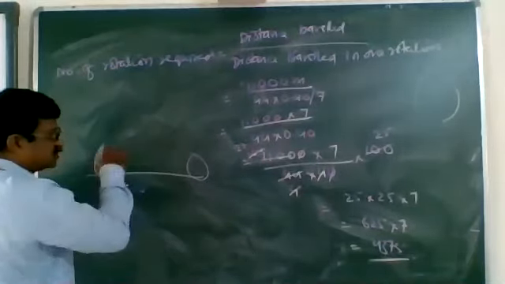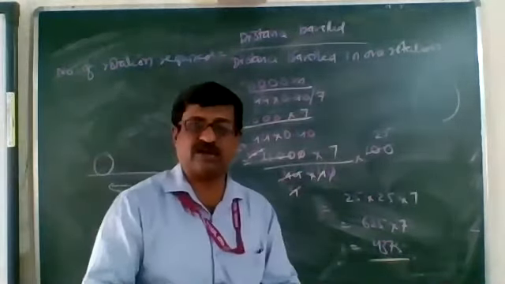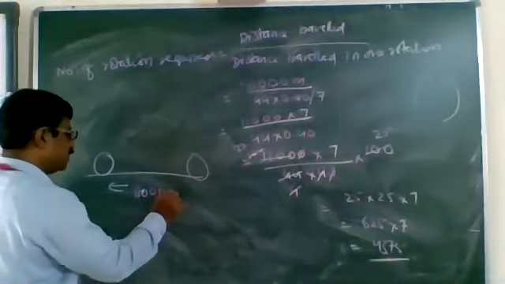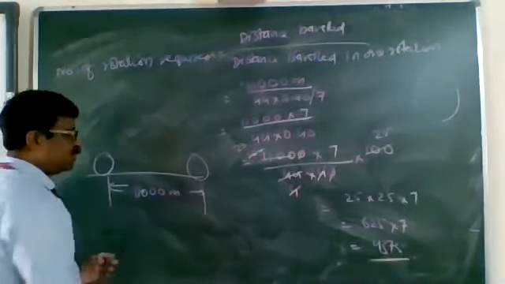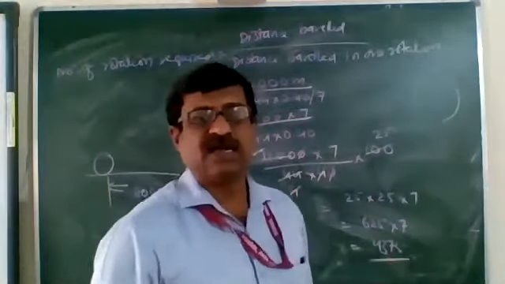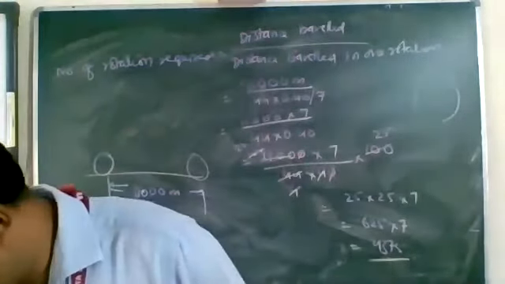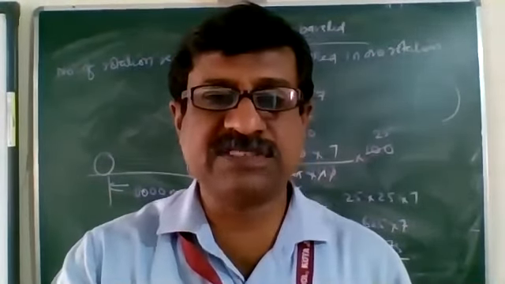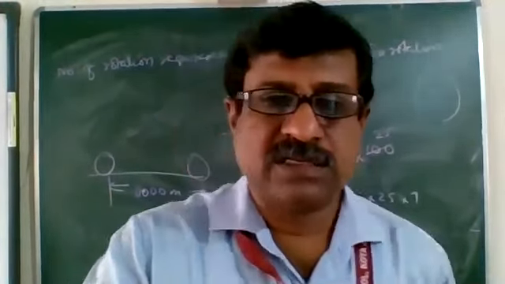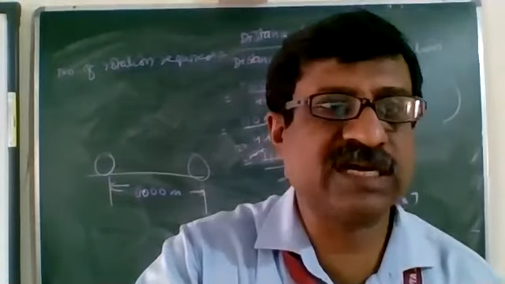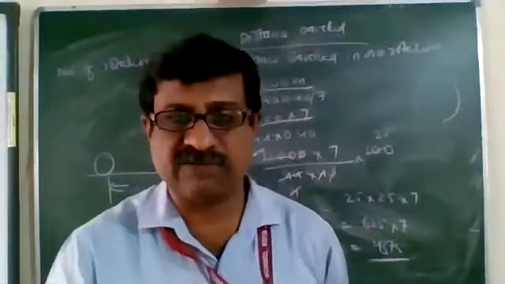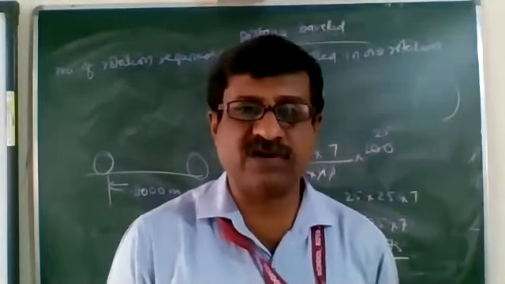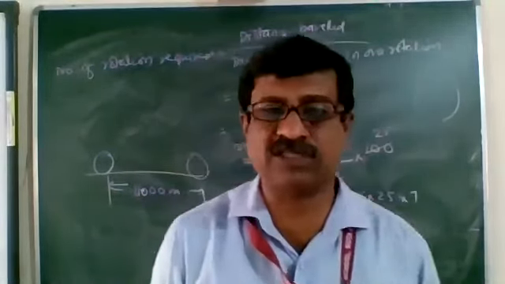4375 times it has to rotate along its own path so that it will cover a distance of 11,000 meters. How did you get this 11,000 meters? Because the speed of the car was given as 66 kilometer per hour, and the time is taken as 10 minutes. Therefore, distance equals speed into time. Using that formula, we have calculated the total distance, divided by the distance traveled in one rotation. After calculation, we got 4375.